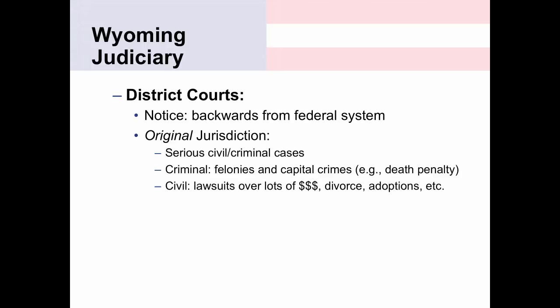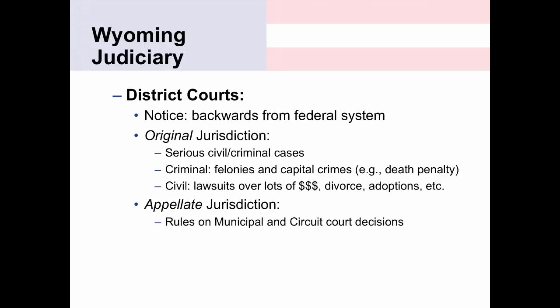They also involve civil suits, lawsuits that involve a lot of money, things like a divorce or adoptions. In other words, very serious civil or criminal cases. But the district courts, unlike the previous 2 we talked about, also have appellate jurisdiction, which means that they will rule on municipal and circuit court decisions. Mostly, however, they operate as criminal cases. They typically don't hear appeals cases. Those typically go to the Supreme Court. So let's talk about the Supreme Court.